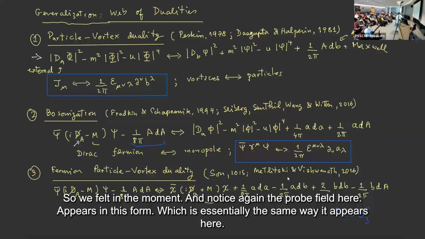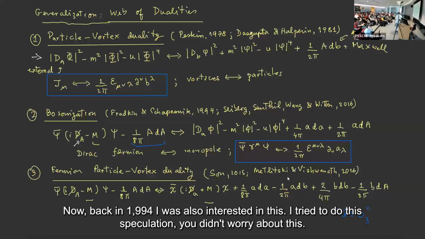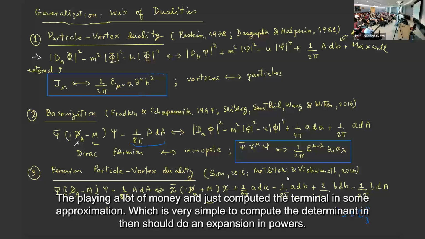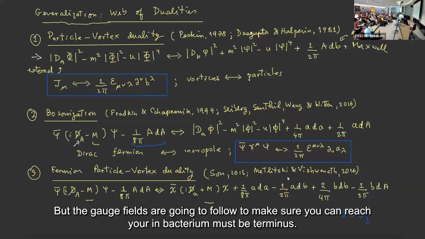Now, back in 1994, I was also one of the people interested in this. I tried to do this calculation. I didn't worry about this time reversal anomaly. I just computed the determinant in some approximation. It's very simple to compute the determinant. You do an expansion in powers of the gauge field, making sure you have gauge invariance in the theory of massive fermions.